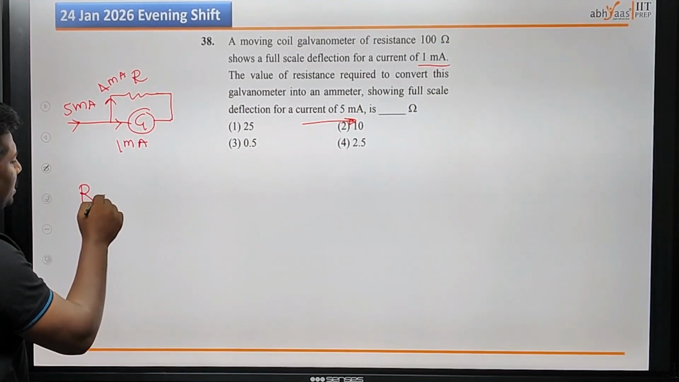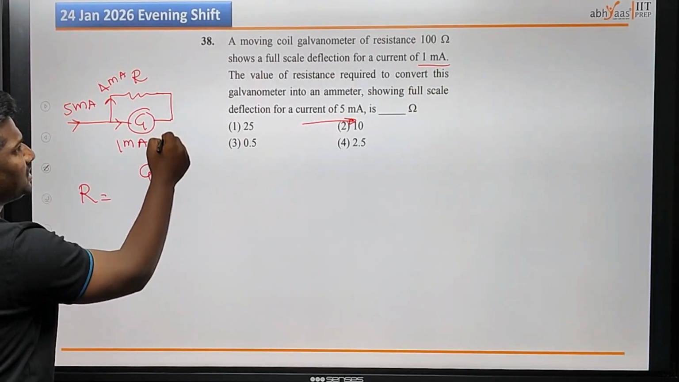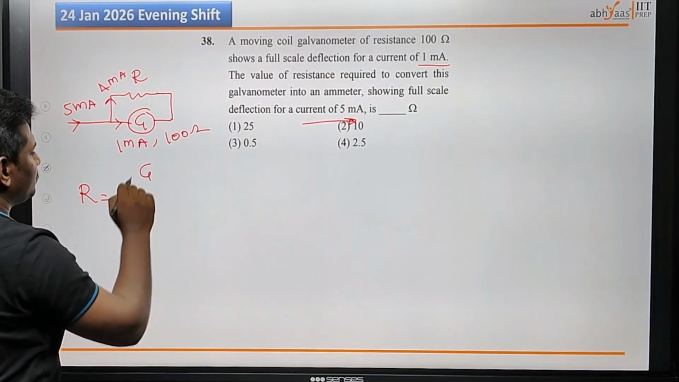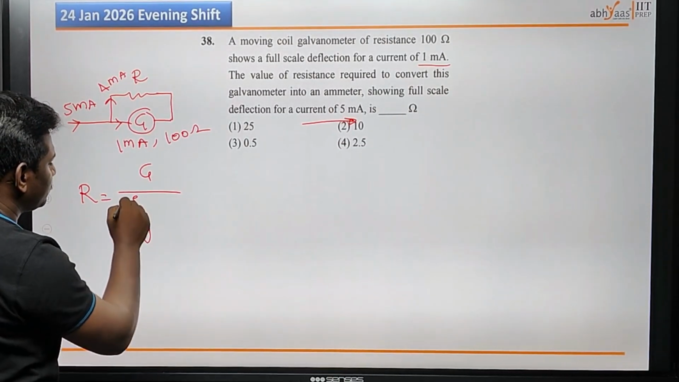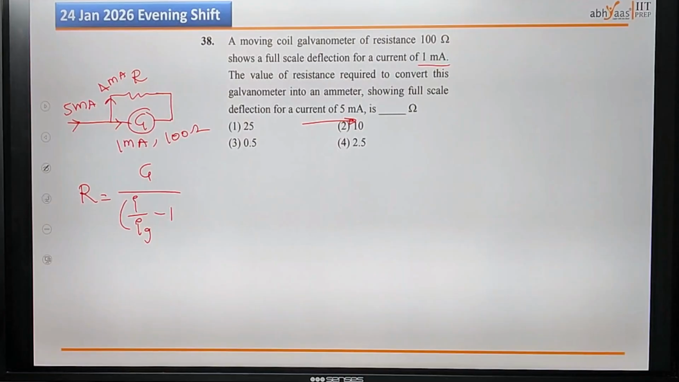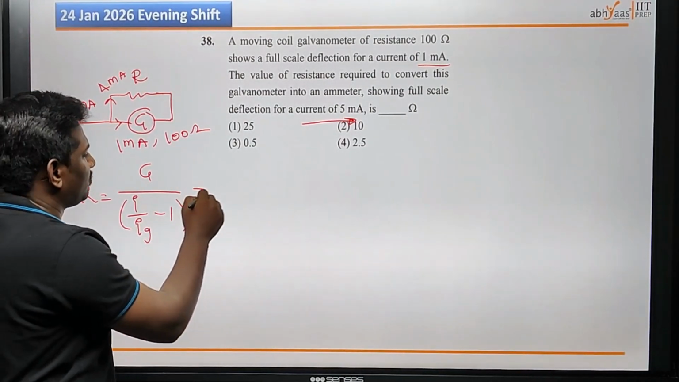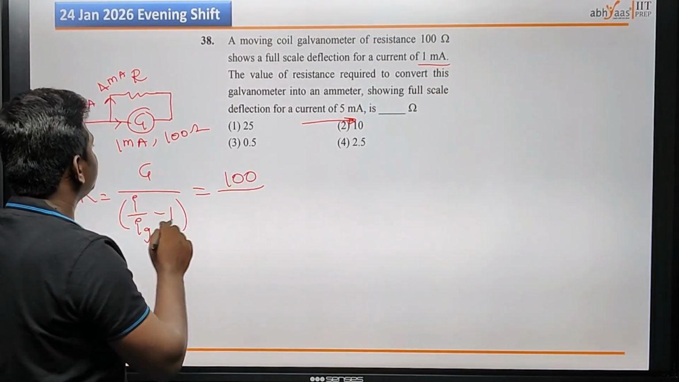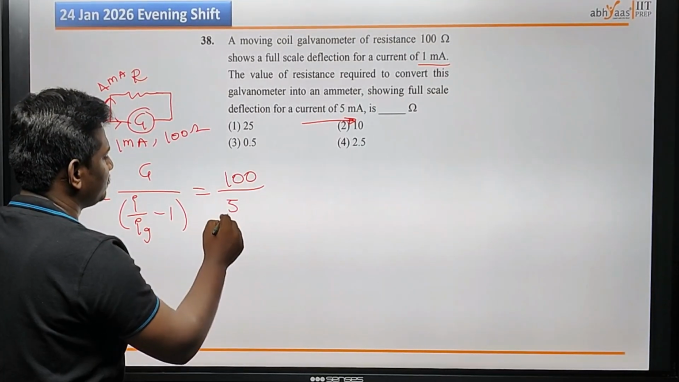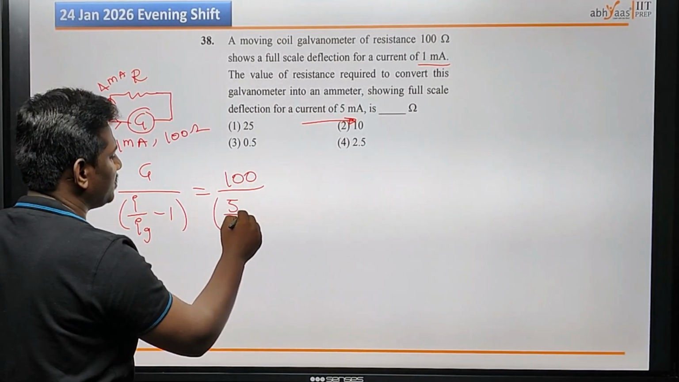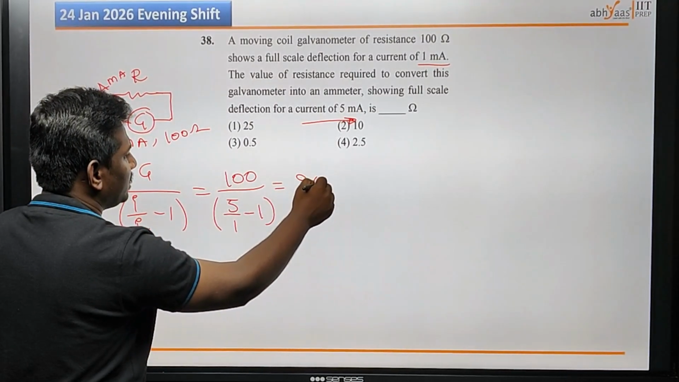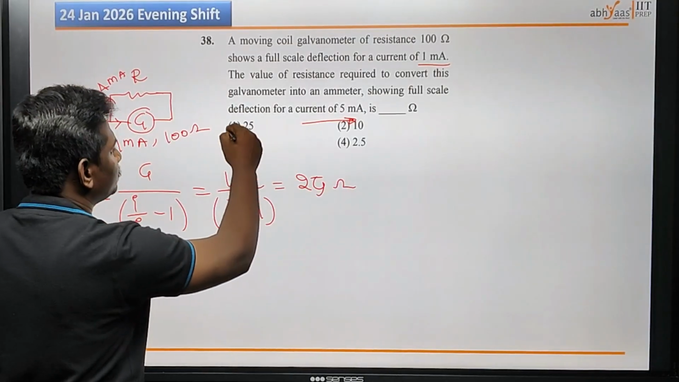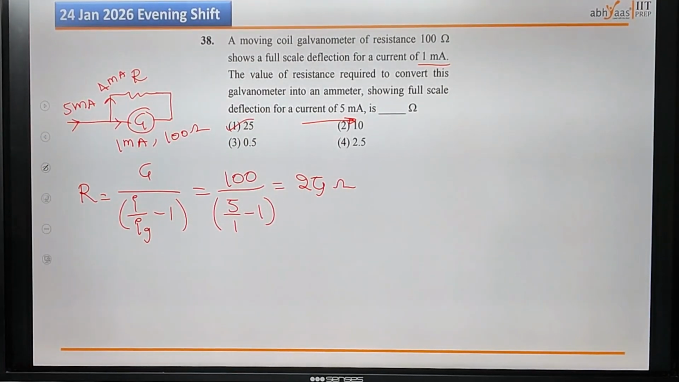Resistance R can be written as G by (I by Ig minus 1). What is G? The galvanometer resistance is 100 ohm. What is I? 5. What is Ig? That is 1 milliampere. So you will get 100 by 4, 25 ohms. Option 1 is your answer.